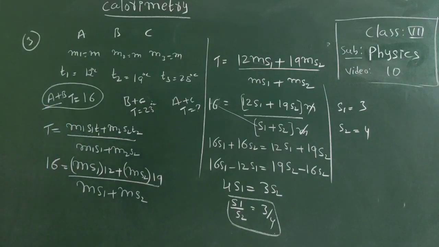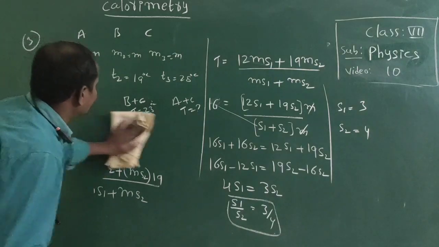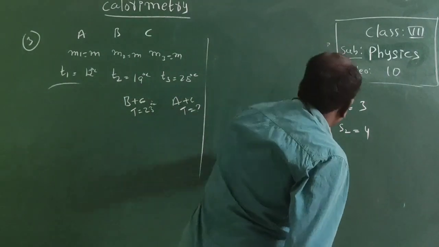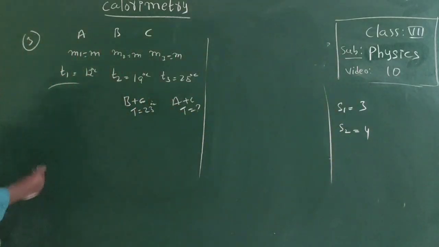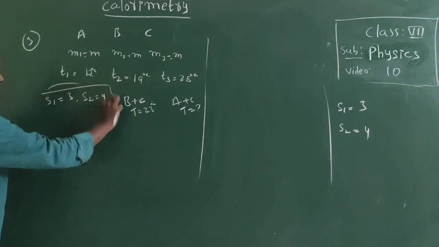Then our aim is to find S3 also. Now B and C are mixed together, and the result is 23. Here we got S1 equal to 3 and S2 equal to 4.